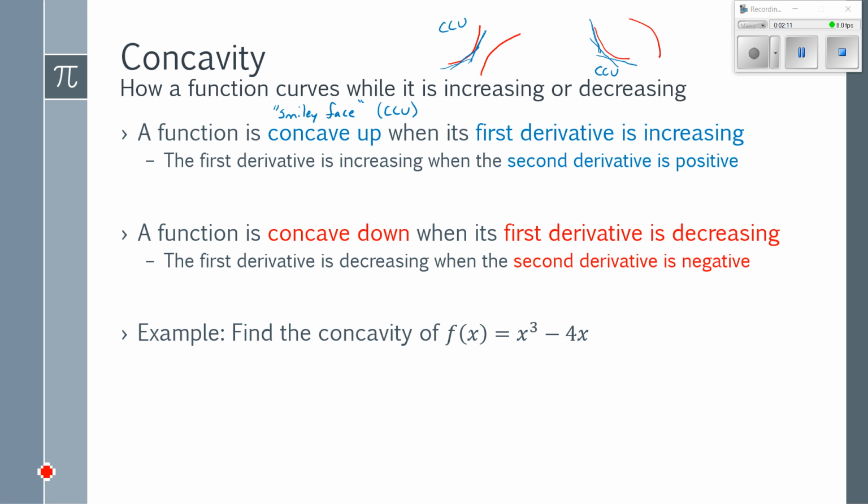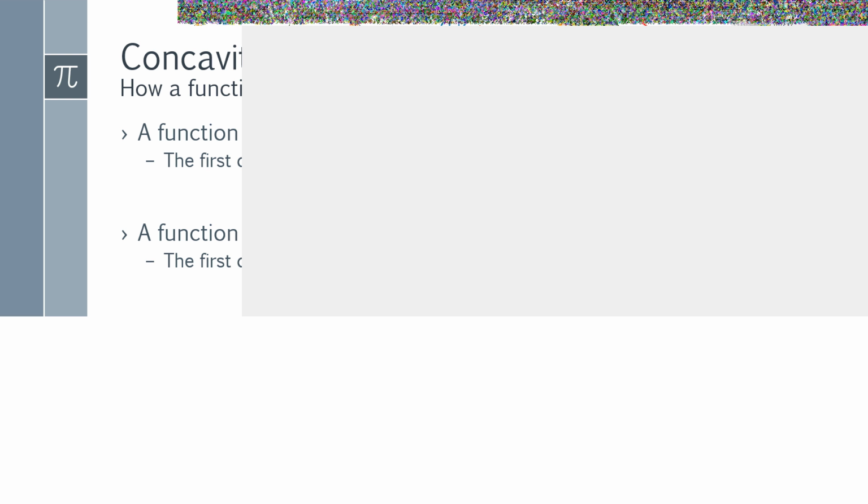For concave down, that makes a frowny face, and we abbreviate it as CCD. This means that the first derivative is decreasing. So as I move from left to right, the slopes are getting smaller. So if I'm looking at my increasing sketch here, as I move left to right, the slopes of those tangent lines are decreasing. So that would be concave down.